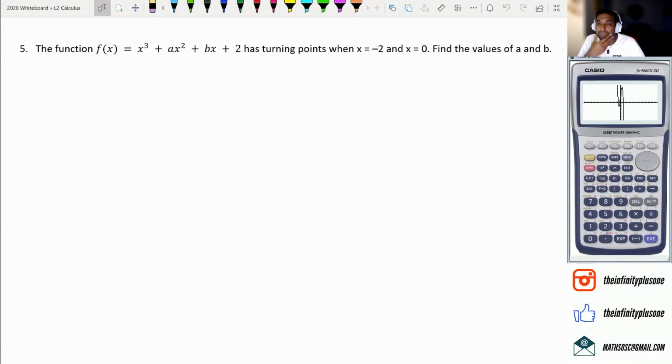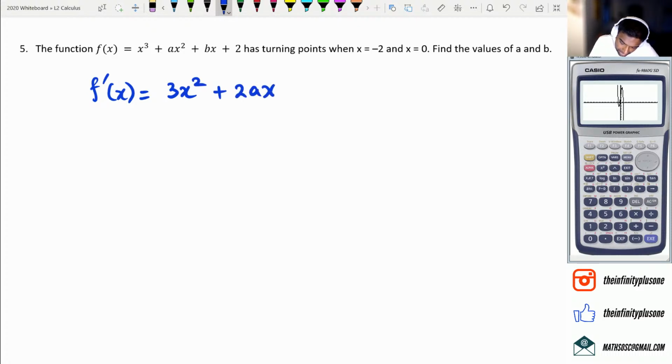So with this question, what we've got here is this function that's been given to us, and we've been told that the turning points are when x equals -2 and x equals 0. So our first step is really, in this case, to differentiate this function. All right. So when we differentiate this function, we're going to get 3x squared plus 2ax plus b.